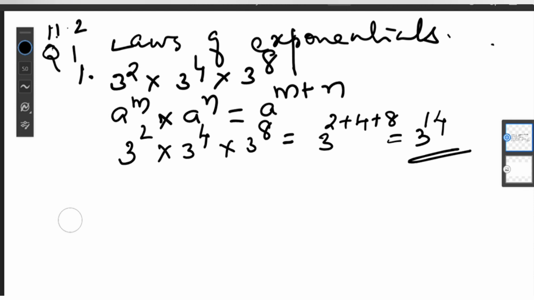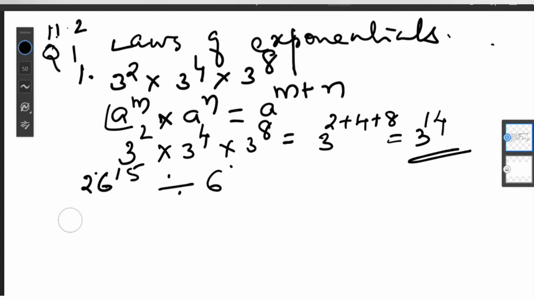First you can add 2 plus 4, then again you can add 4 plus 8. Separately also you can do it. First, you should know the law of exponentials. What is the law of exponentials? a to the power m into a to the power n is equal to a to the power m plus n. Then second question.